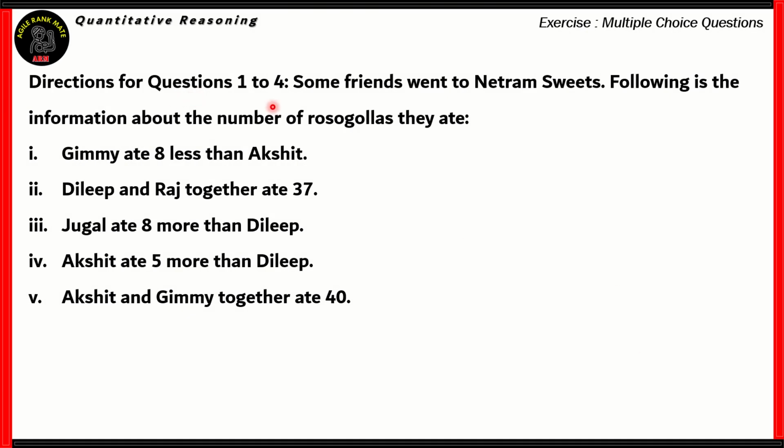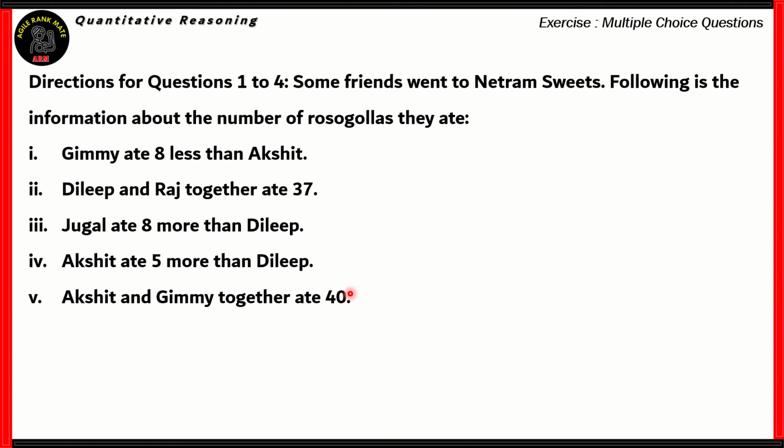Now we have 4 questions. The directions to those 4 questions are given here. Some friends went to Netram Sweets. Following is the information about the number of rasgullas that they ate. Gimme ate 8 less than Akshit. Dilip and Raj together ate 37. Jugal ate 8 more than Dilip. Akshit ate 5 more than Dilip. Akshit and Gimme together ate 40.